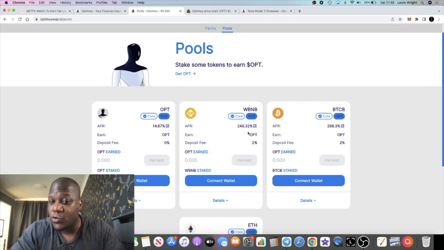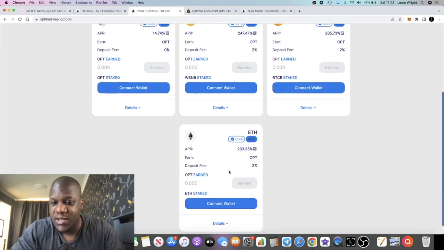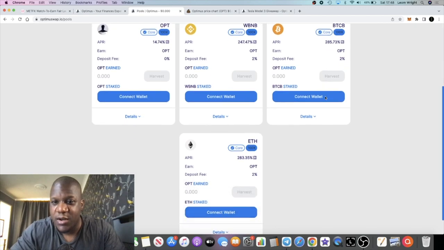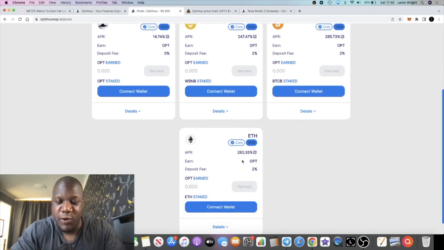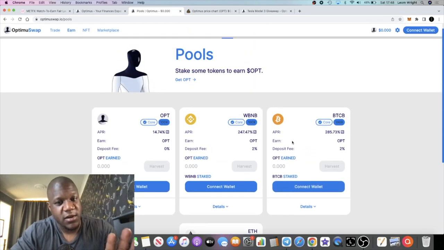You can actually get 248% on that BNB. Now that's APR. And then BTC or BTCB, of course, these are the Binance Smart Chain versions of Bitcoin and Ethereum. You get 285% on BTC and 283% on ETH. And I think that's a pretty decent return on investment.